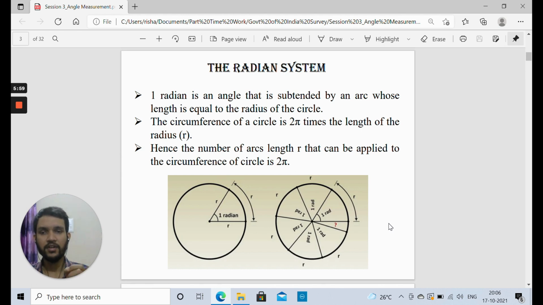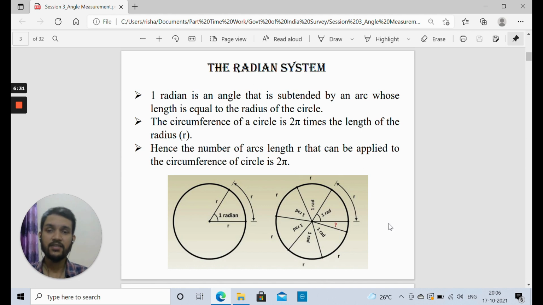In this, it says that 1 radian is that angle which is subtended by an arc whose length is equal to the radius of the circle. So whatever is the radius of the circle we are talking about, when the arc length is the same as the radius of the circle, then the angle subtended at the center will be considered as 1 radian. I am trying to tell you how the concept of radian evolves. So what is 1 radian?